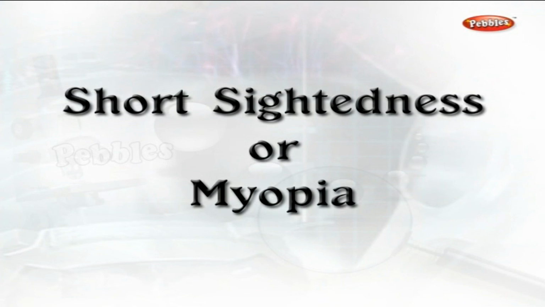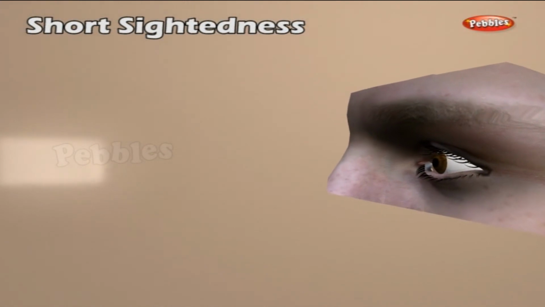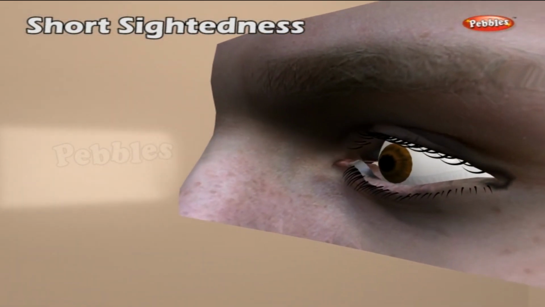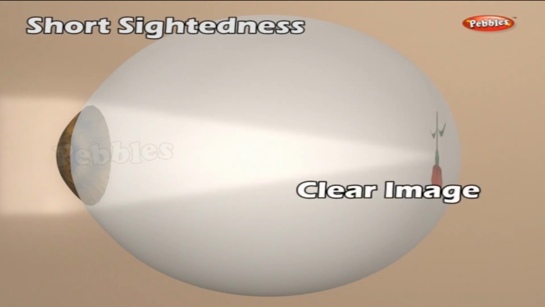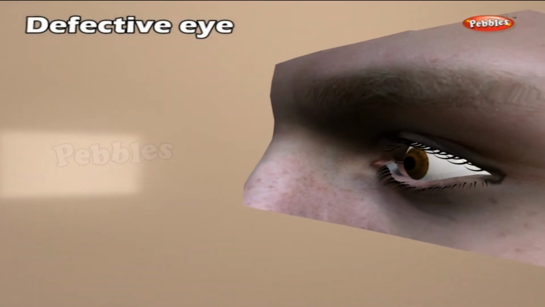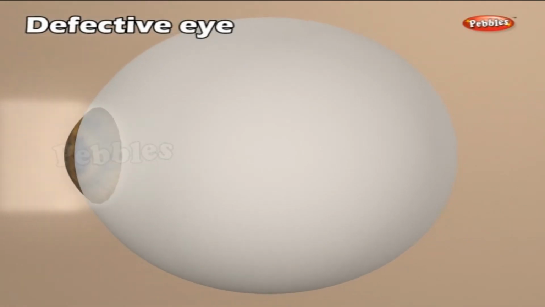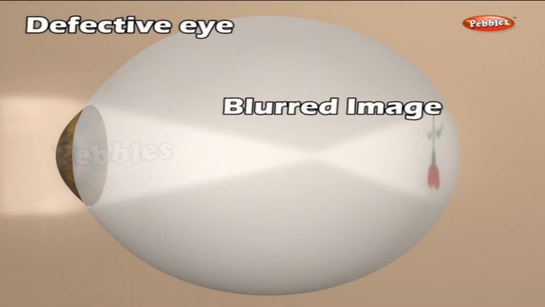Short-sightedness or myopia. Normal eye, far point at infinity. Rays from a distant object meet at the retina. Defective eye. Eyeball is enlarged. Cannot focus rays from infinity at the retina.